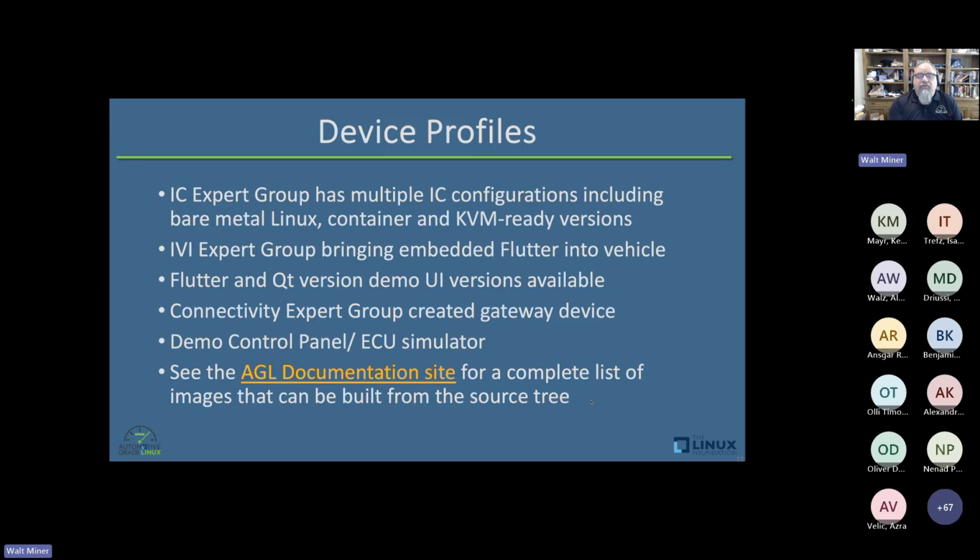Our connectivity expert group has created a gateway device or a telematics device. And we also have created a demo control panel / ECU simulator that you can run from a Raspberry Pi or from a laptop running QEMU. I have a lot of links in this presentation. If you go to the AGL documentation site, you can get a complete list of images that can be built from the source tree. And I would say we're almost always adding new images that you can build and that you can play with.